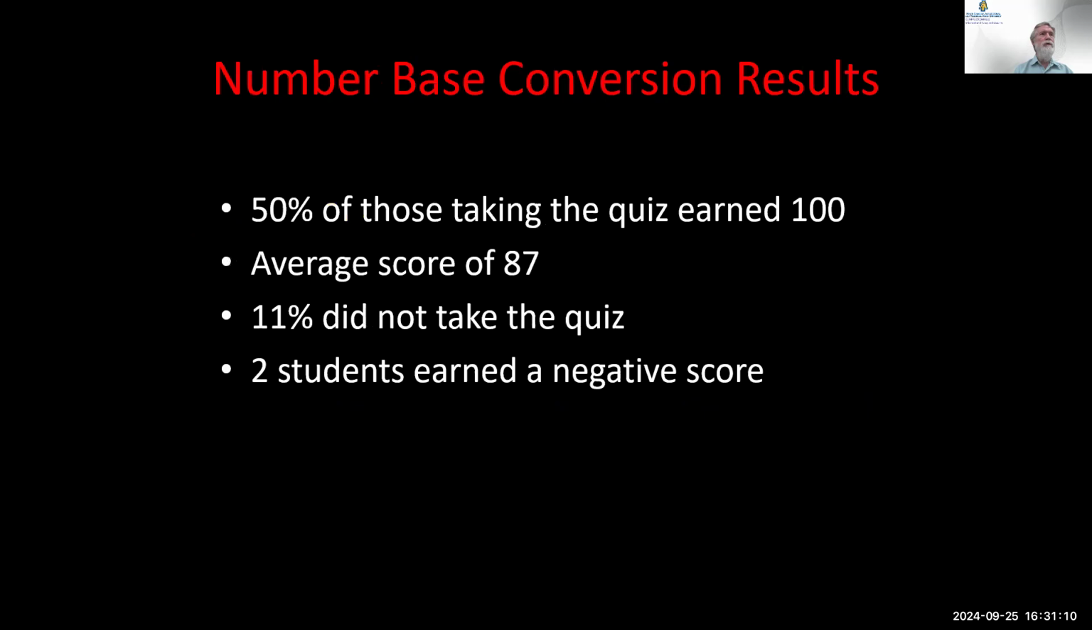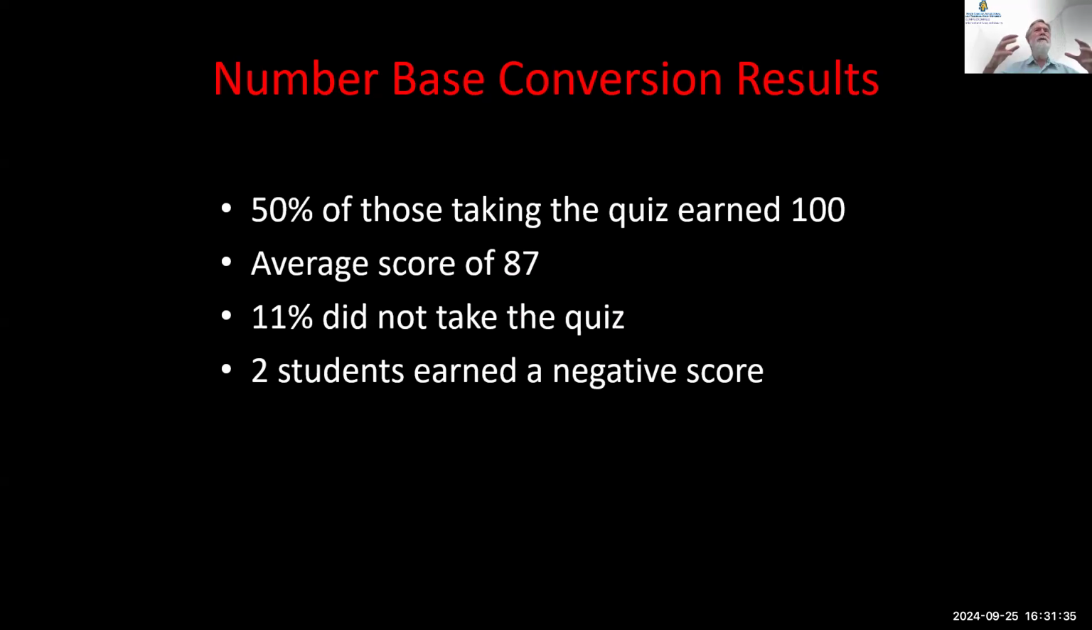The number-based conversion quiz was due at noon today. A whole bunch of people got 100 on it. 50% of the students who took the quiz got 100 on it. 11% of the students didn't take the quiz at all, and they got a 0. The average score was 87, which is not bad. That's an A. 2 students earned a negative score. Yes, they didn't get the memo or something.